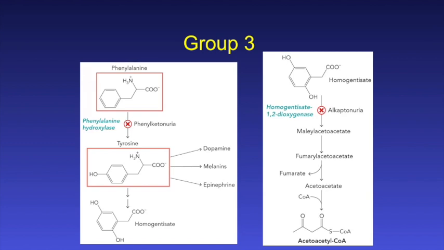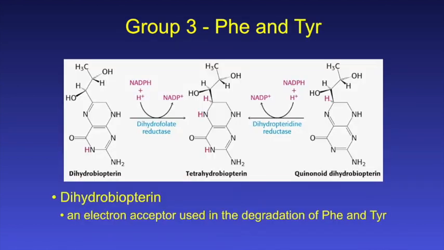Tyrosine then can be degraded further, but tyrosine is a precursor to dopamine. What is dopamine? Do you know? Neurotransmitter. Okay, and so a lot of the neurotransmitters come from this. Melanins, do you know what that is associated with? Skin pigments. And then epinephrine. We've talked about that quite often, right? Epinephrine is a derivative of tyrosine. But in our degradation, we're going to continue to break it down, okay? But let's talk about the enzyme that converts phenylalanine to tyrosine, okay?